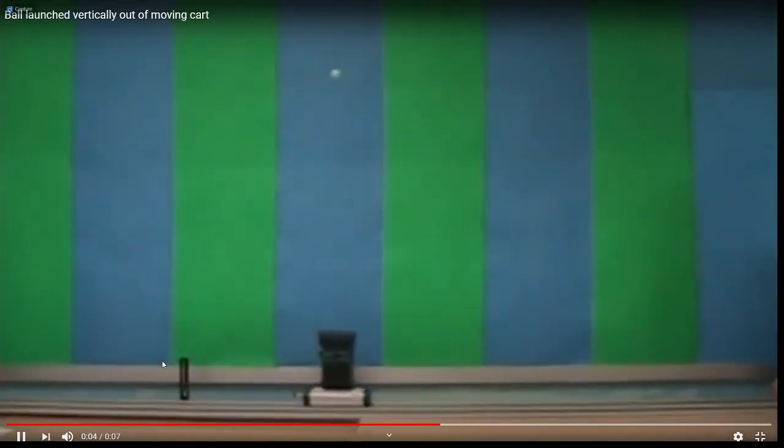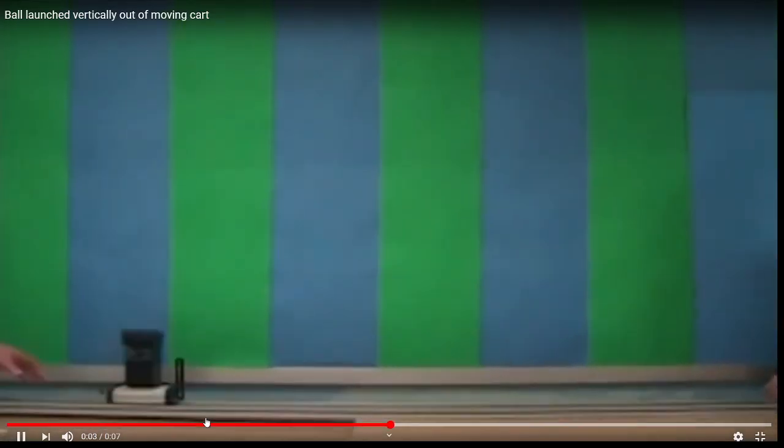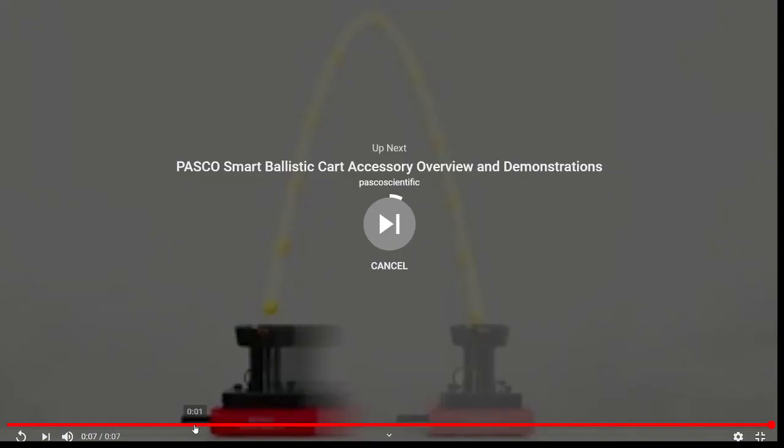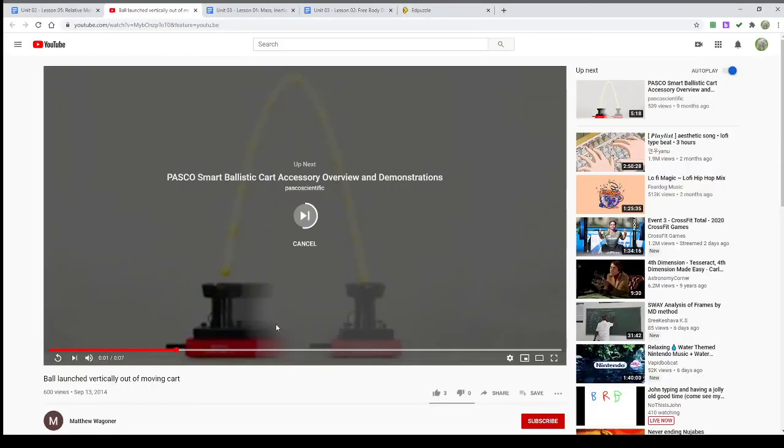For us, it's a 2D motion problem. The ball is shot diagonally. It has some initial horizontal velocity and some initial vertical velocity. But the horizontal velocity is from the cart. So relative to us, it moves diagonally. Relative to the cart, it's just a vertical problem. Relative to the cart, the ball goes straight up and straight back down and lands right where it started. Not relative to us, relative to the cart.